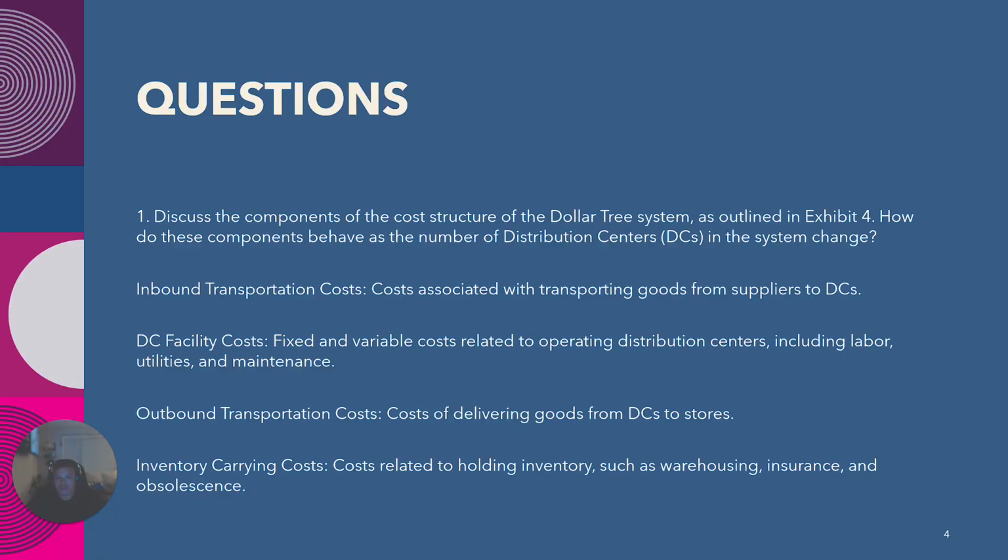And the details of those: the DC facility cost is the fixed and variable costs that we'll later see in actual numbers analysis. And these costs are related to operating the distribution centers themselves, including labor, utilities, and maintenance, like I had mentioned previously. Outbound transportation costs include the cost of delivering goods from DCs to stores, and then the carrying costs are the costs related to holding the inventory itself.